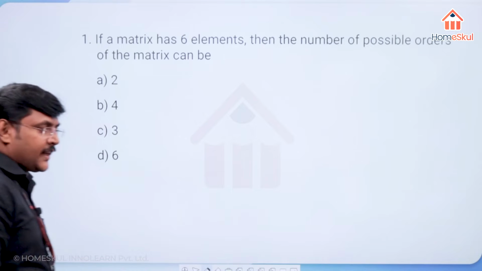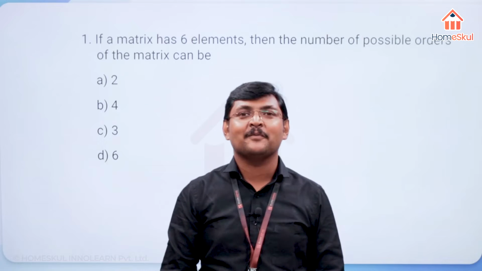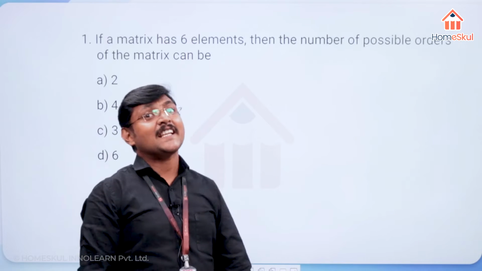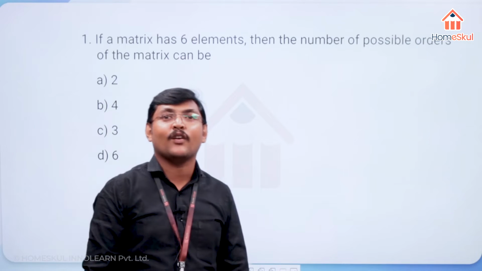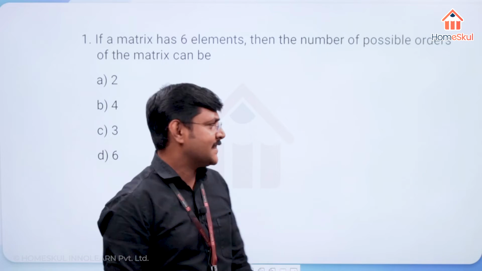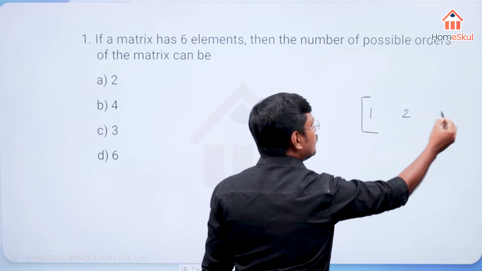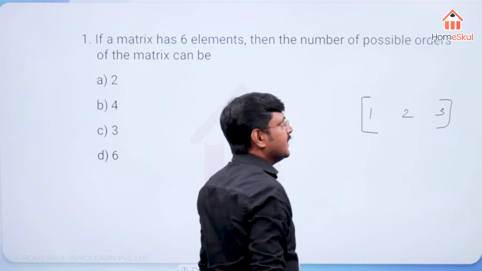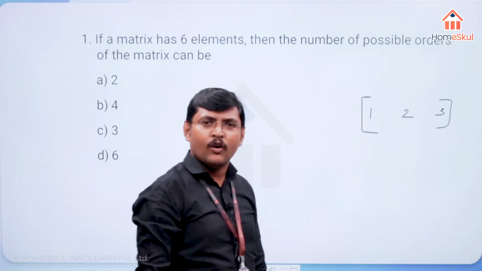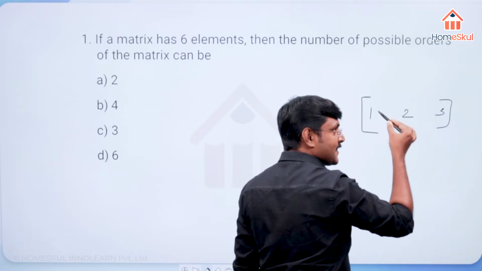Yes, time up. And Nevin, you got the correct answer, very good. So listen, if a matrix has 6 elements, the number of possible orders of the matrix can be. You know how to find the order, right? For example, if I am considering a matrix like this, 1, 2, 3. This is a matrix of order. We need to count the number of rows as well as the number of columns.